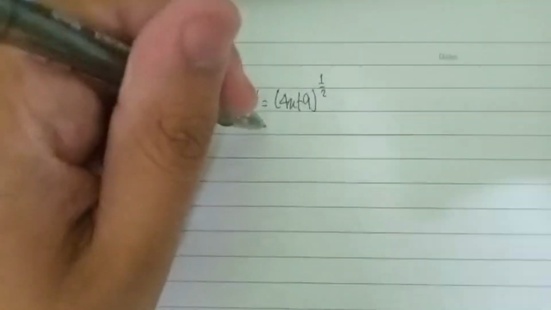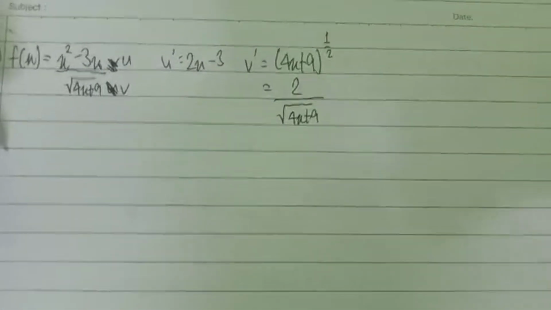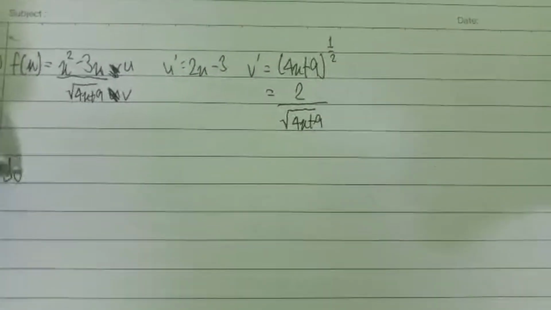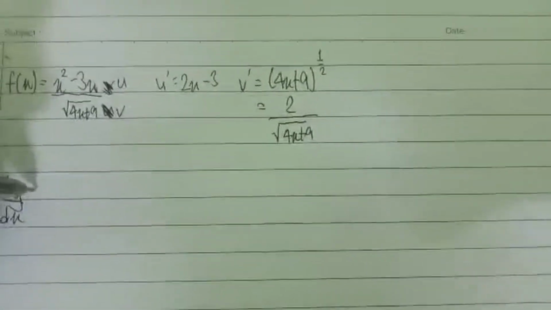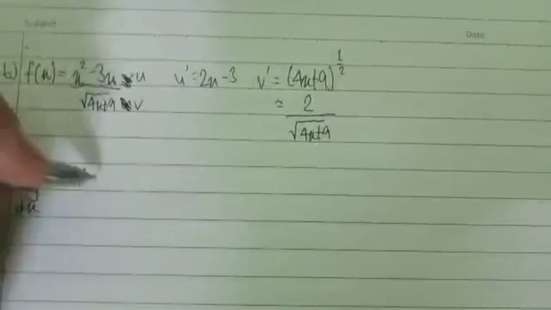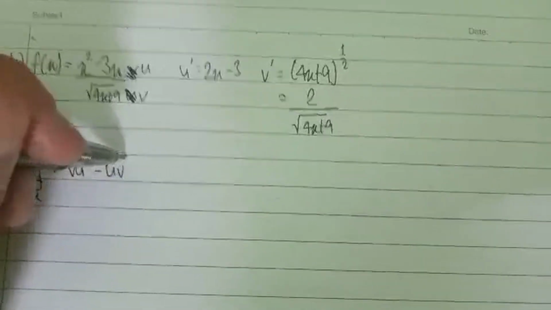While for V prime, we will rewrite that as 4x plus 9 to the power of 1 over 2. Then we will convert that into rational function 2 over square root of 4x plus 9, and we are going to plug that into the formula dy over dx equals vu prime minus uv prime over v to the power of 2.